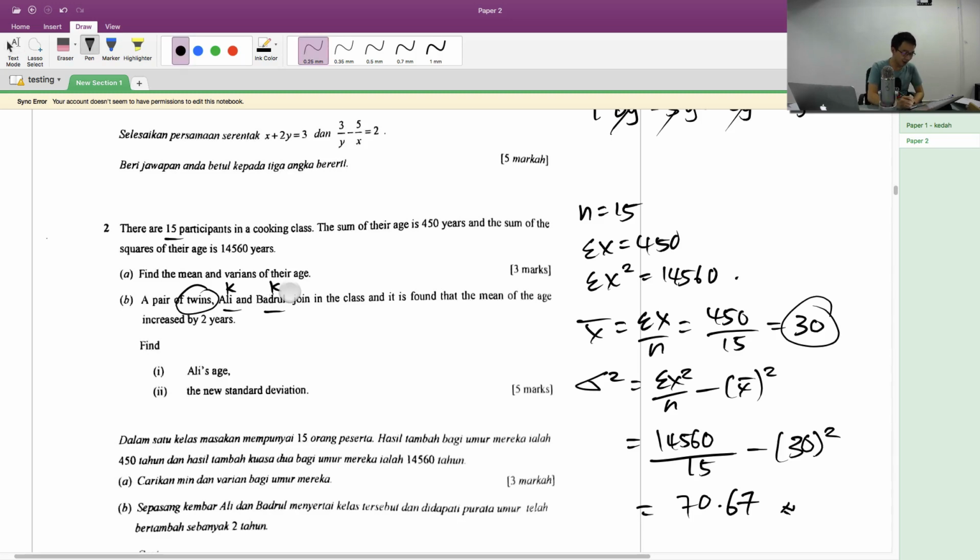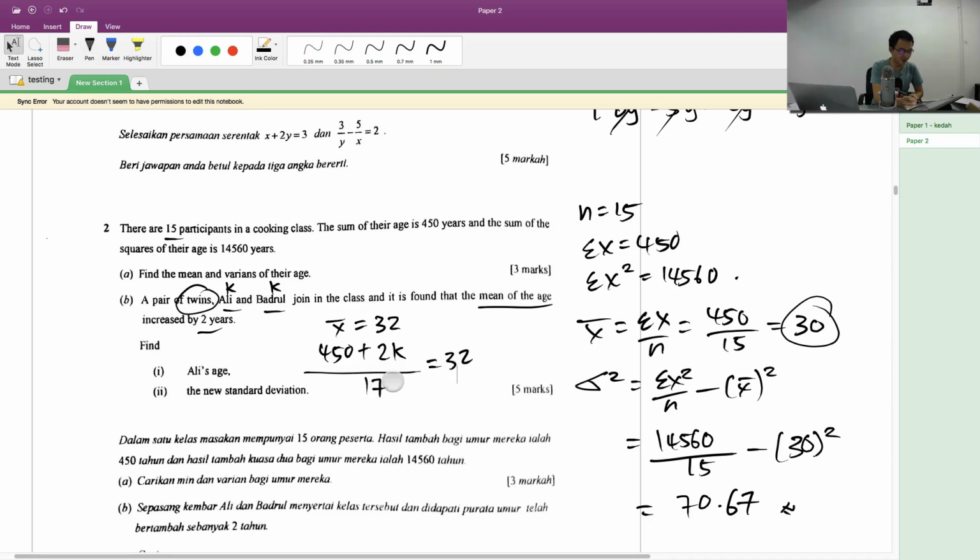So the question tells me the mean increased by 2. Just now my mean was 30, right? So after increasing by 2, it will be 32. My sum of x just now was 450. Now we add the twins, so basically we add k and k, so it's actually we add 2k. Let me just write 2k. The total just now was 15, but now adding 2 more people, it will be 17, equals to 32.